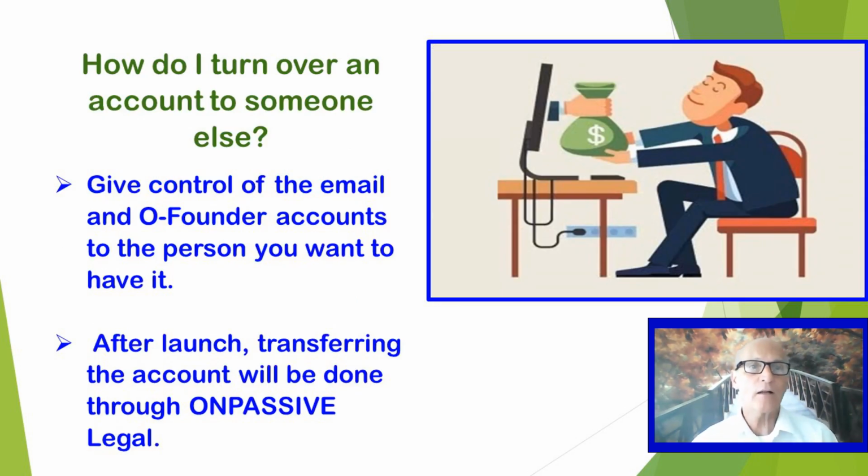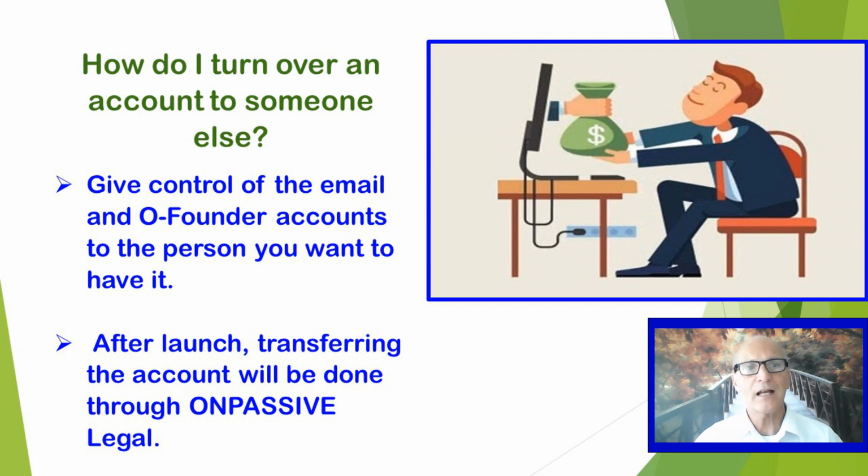Another question is, how do I turn over an account to somebody? Well, right now, that's a pretty easy thing to do. You've got a couple of things you can do. Number one, give control of the email account that is linked to that GoFounders account to the person that you want to have it. All right? Number two, give control of the OFounders account to the person you want to have it. So give them control of the email for it and give them control of the OFounders account.